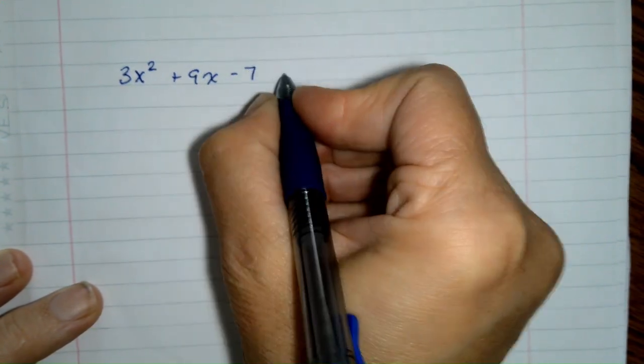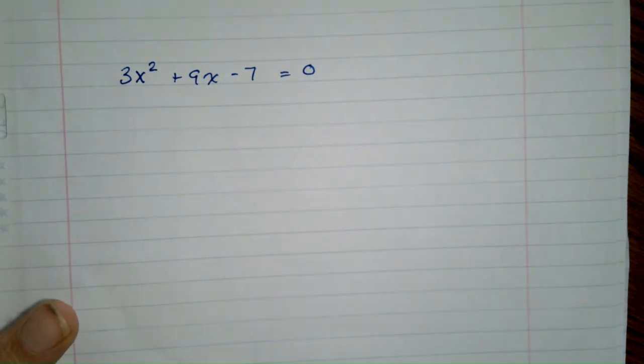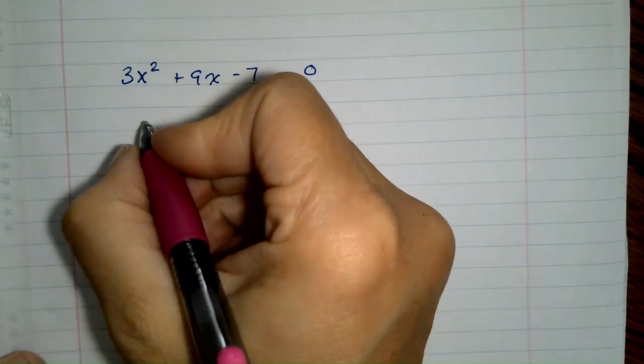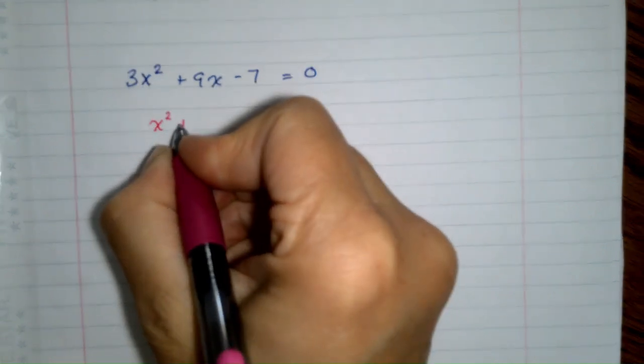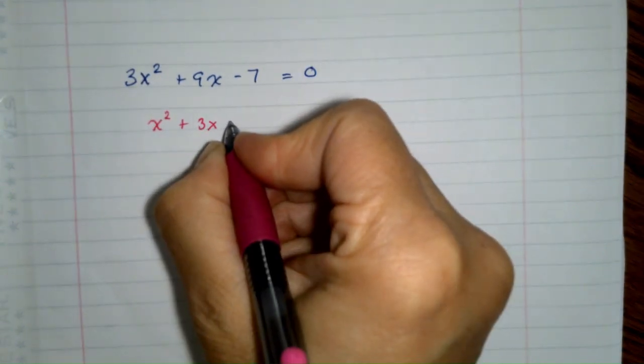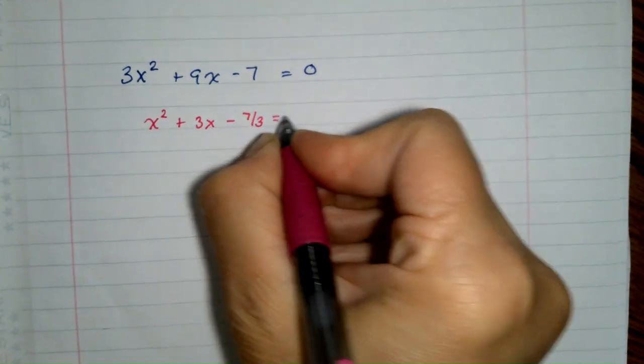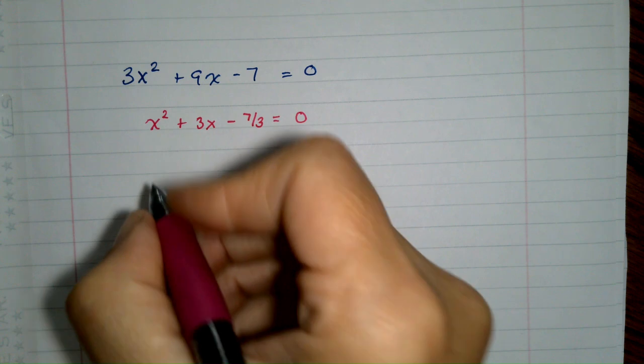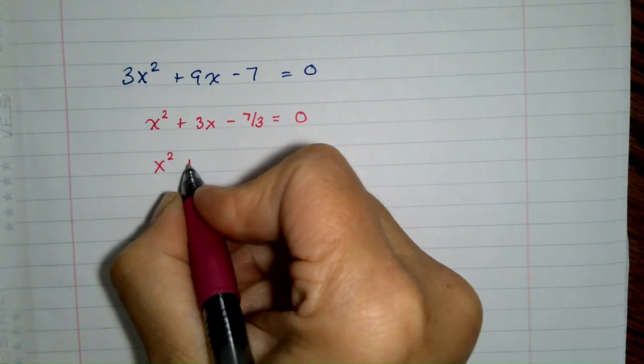3x squared plus 9x minus 7 equals 0. Okay, well, a is not 1. So we're going to divide everything by 3. And I'm going to use fractions. I will not use decimals. So now we have x squared plus 3x minus 7/3, and 0 divided by 3 is still 0. Now I got to get it in the format. I'll move that 7/3 to the other side.